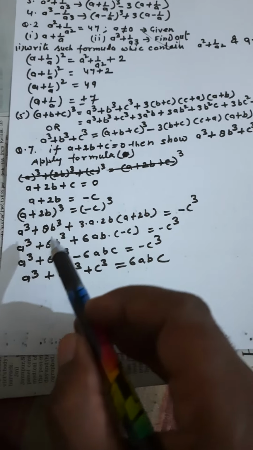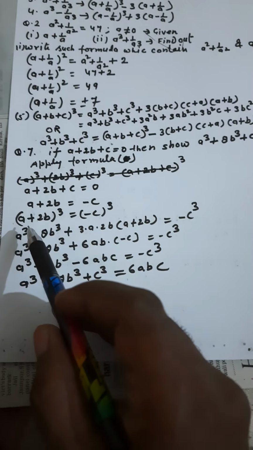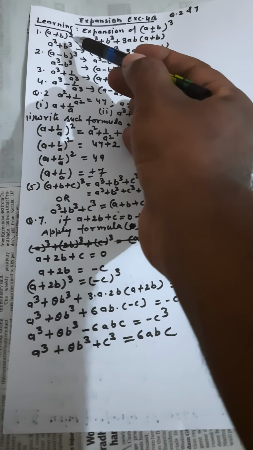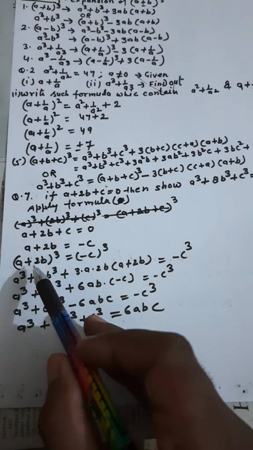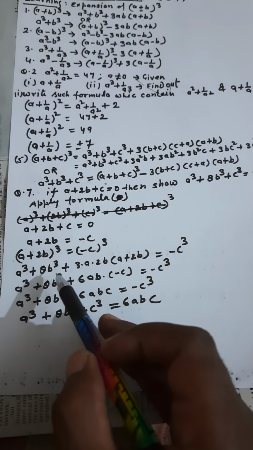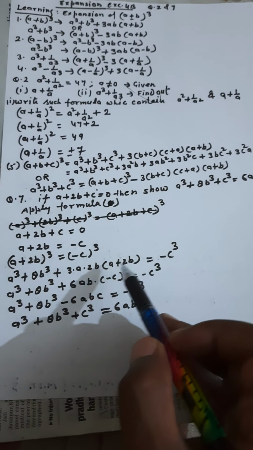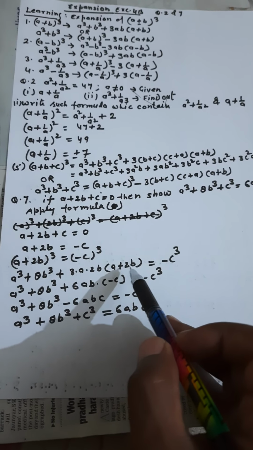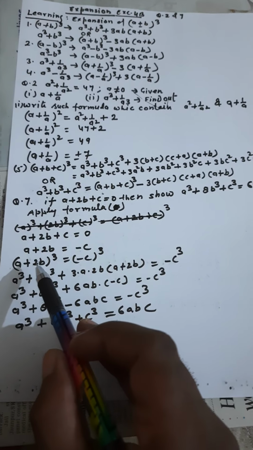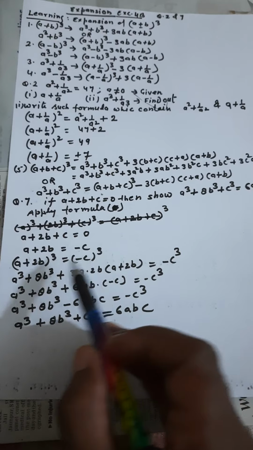Then a³ + 8b³ plus the formula of (a + b)³. I am applying this formula (a + b)³ over here. So (a + 2b)³ means a³, the cube of 2b will be 8b³, and 3 into a into b in bracket (a + b), where in place of b there is 2b, is equal to −c³. What I am doing is cubing both sides of this equation.